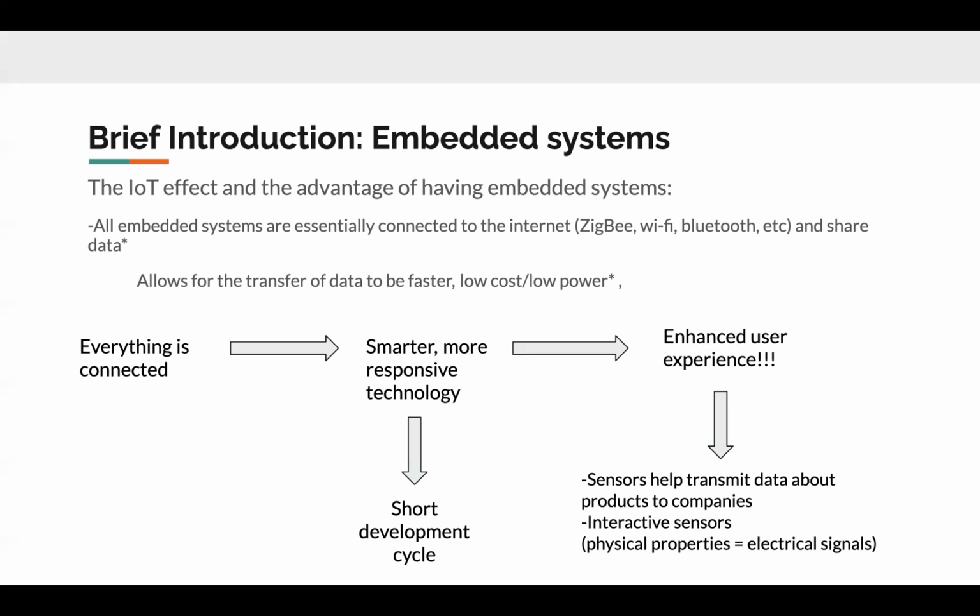And it allows for a shorter development cycle. So you can update the software through the cloud, instead of having inflexible software where it would be harder to debug or just fix any minor errors. And again, it's just leading to enhanced user experience. And in this case, sensors could help transmit data from products to companies, as I said before. And we could have interactive sensors, which I'm going to talk about later, and how you could implement them into robots.